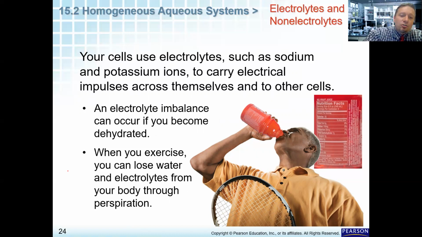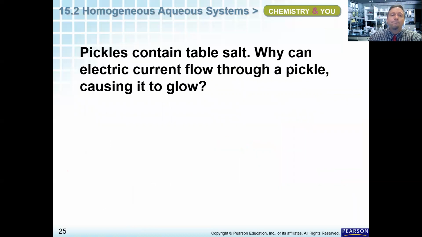When you exercise, you lose a lot of water and electrolytes through sweat. Notice the salty residue that comes through your pores. That's electrolytes, and you've got to replace that. That's why Gatorade and other sports drinks are really important to drink while you exercise, especially if it's hot outside. So now let's go back to that case file.